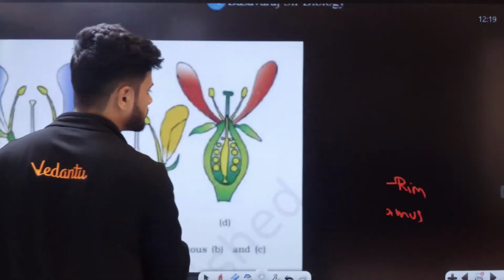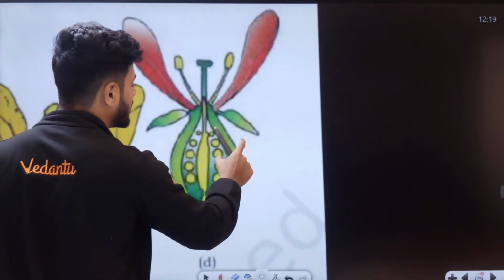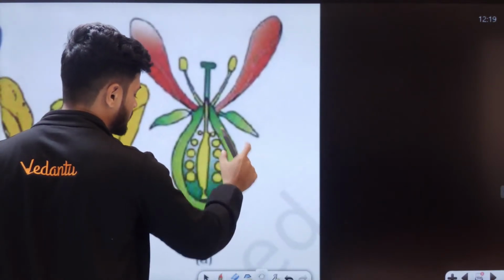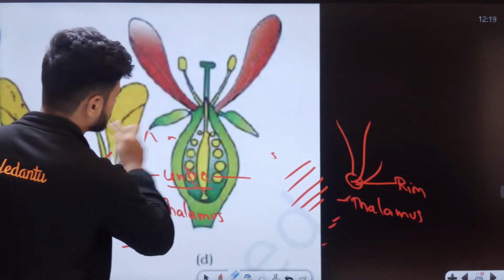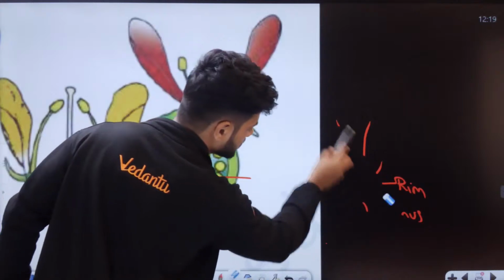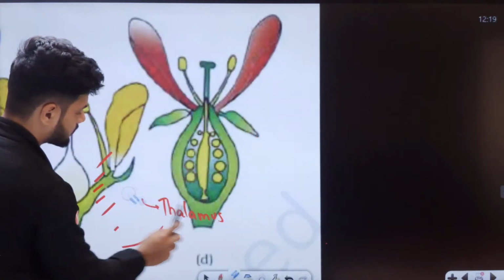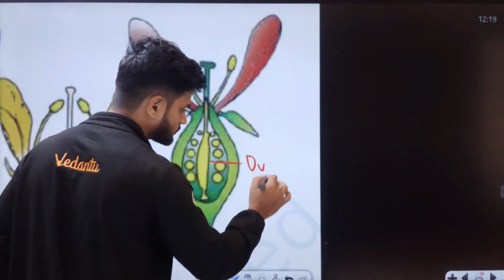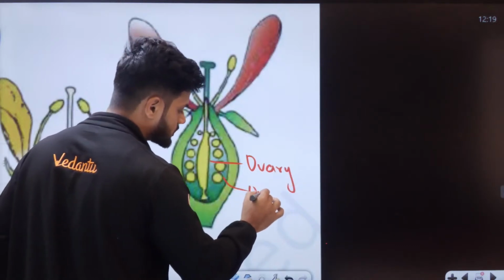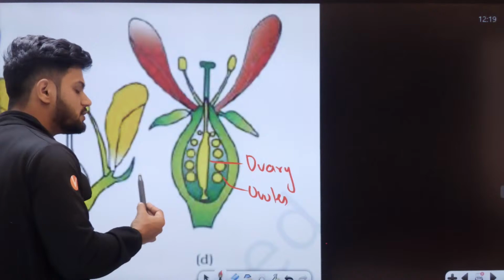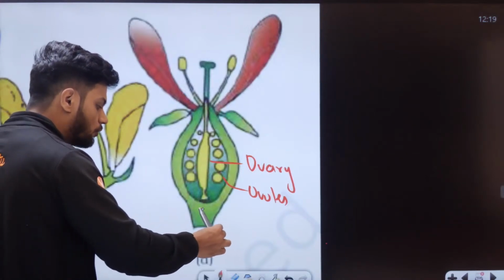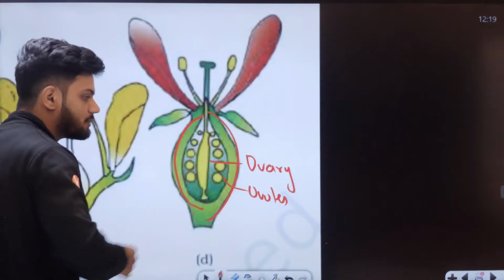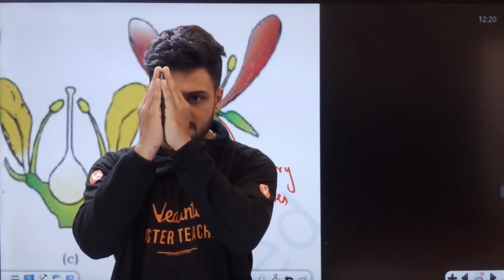The last one is the epigynous condition. All of you understand? In epigynous condition, what is actually happening? Now students, where is the ovary here? This is the ovary. Here we can see ovules. Can you see, students? The entire ovary is completely covered by the thalamus. For example, if this is the ovary, the entire thalamus is completely covering or engulfing the ovary.